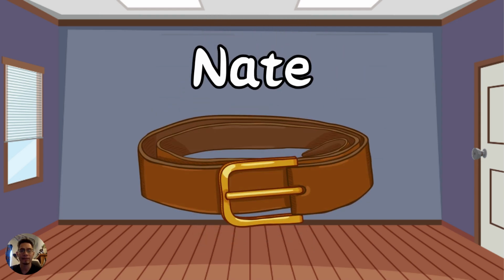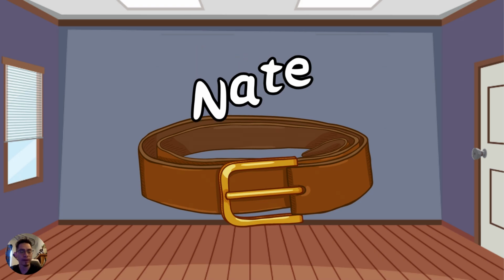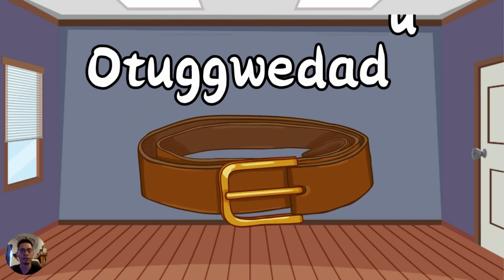The word for pants is nati. Or not pants, belt. Nati. One way of saying brown is otuguidad. Ishu otuguidad nati. Or excuse me, ishu otu nati. This is a brown belt.